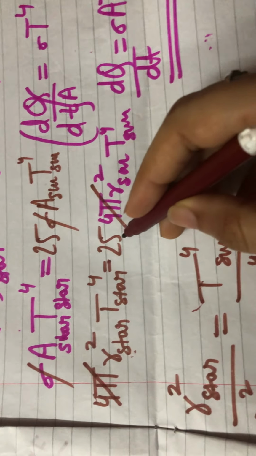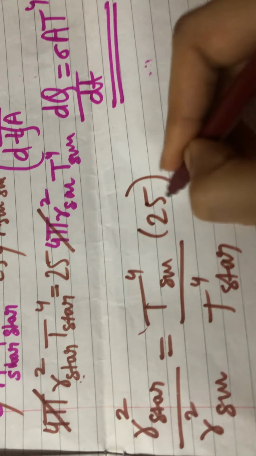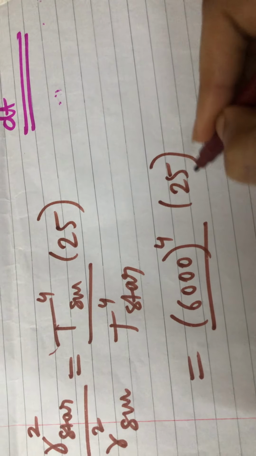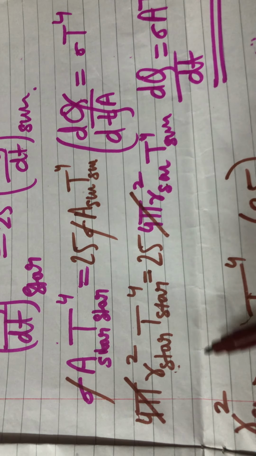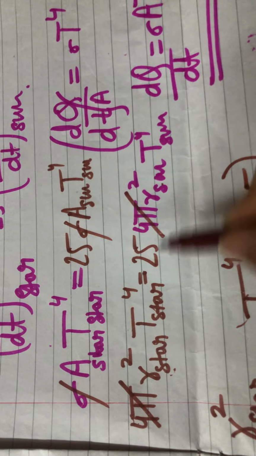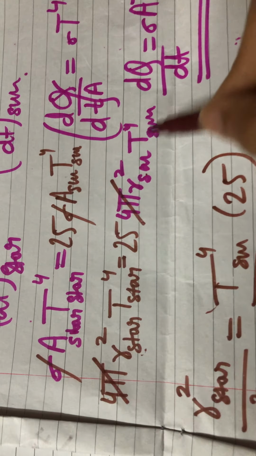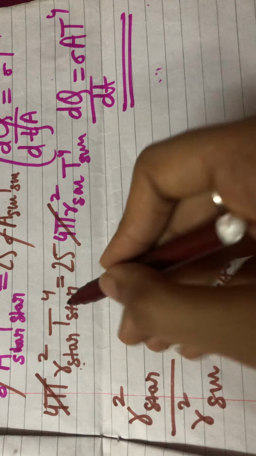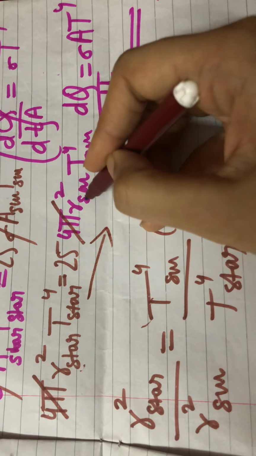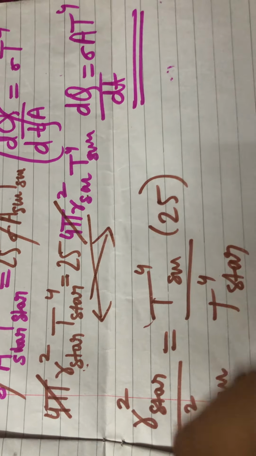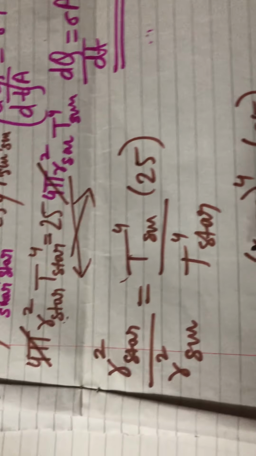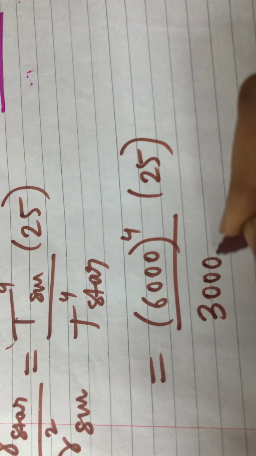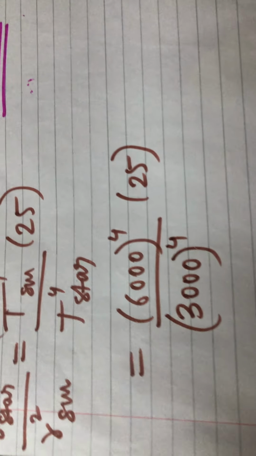Okay, we have left this term, that is 25. Let it be over here. What we have done, we have taken this r square sun in the denominator, and T raised to 4 sun and T raised to 4 star, that is temperature of sun and temperature of star. We have shifted, this T has come over here and this r has gone in the denominator in left hand side, and this 25 remains over here. Now temperature of star, that was 3000 Kelvin. So 3000 raised to 4.